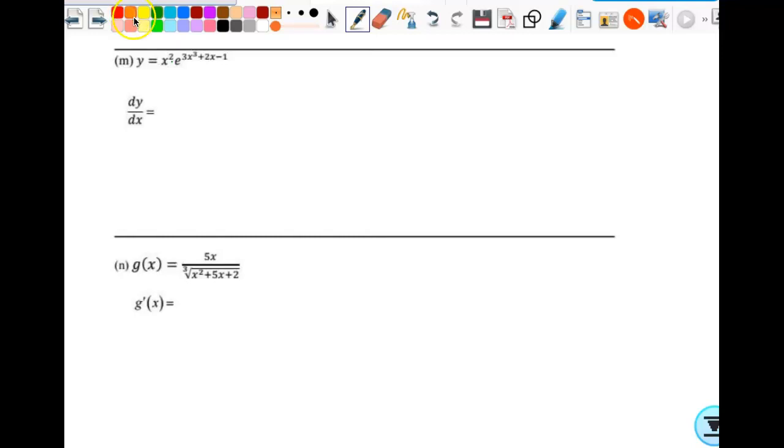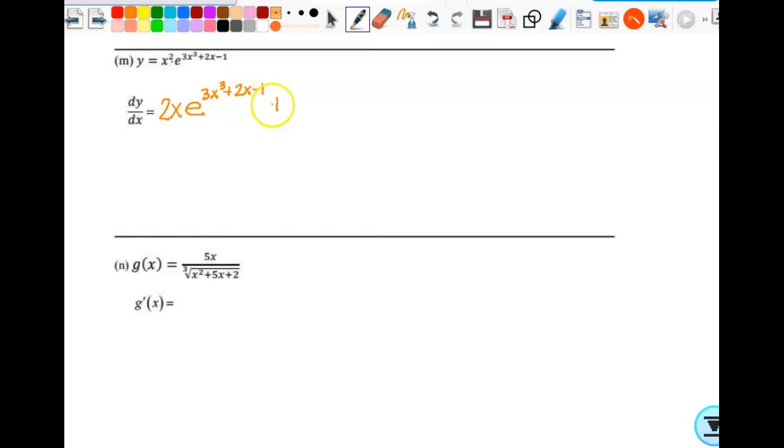Here we go. We're going to take the derivative of the first, which is 2x, times the second, which is e to the 3x cubed plus 2x minus 1. I took the derivative of the first one. I just rewrote the second one. That's the way the product rule works. E's not nearly as difficult. It looks weird, but it's really not as difficult. It's just new and different.